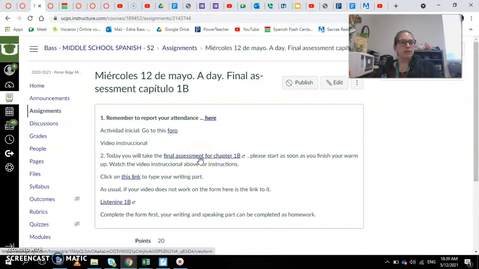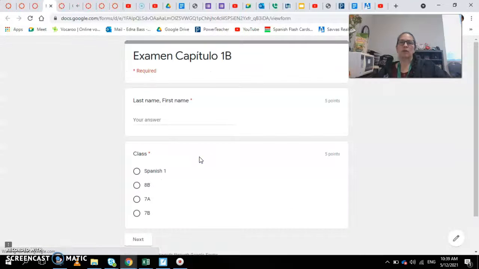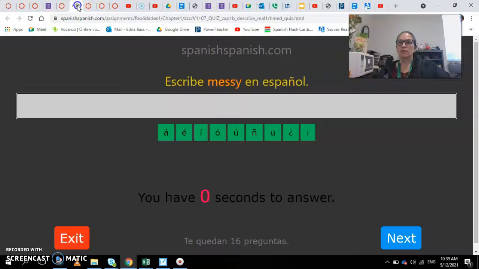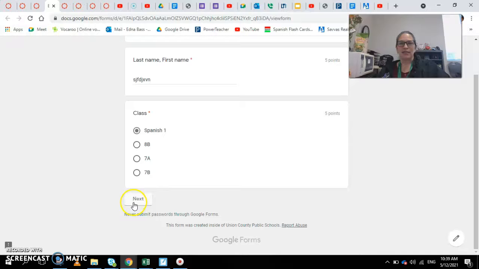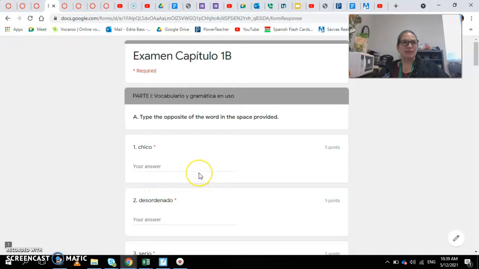So your final assessment for chapter 1B, like in chapter 1A, is divided in sections. Let's look at the sections. Adriana es perezosa. Okay, so you're going to put your last name, first name. You already know the procedure. You already know that you got 5 points for each one if they're right. They're right means you start with a capital your last name, and then you put your first name and you start with a capital your first name. So you can get 10 points there.